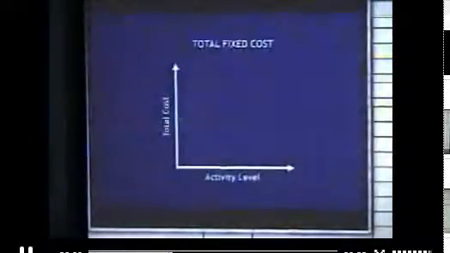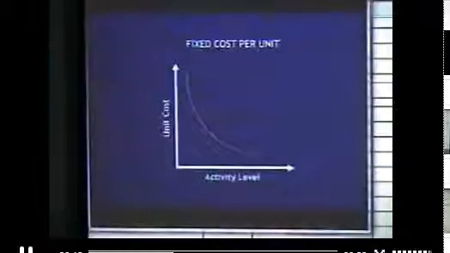A fixed cost remains constant in total, regardless of changes in the level of activity within a relevant range. Examples include factory rent and equipment depreciation. Fixed cost per unit changes inversely with the number of units produced. More units produced from a fixed cost reduces per unit cost, and vice versa.